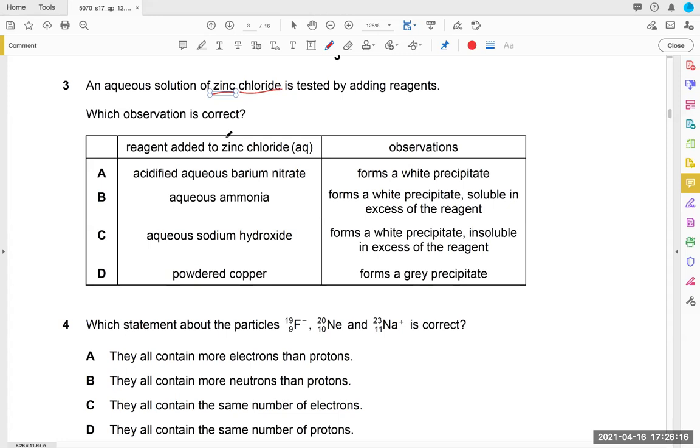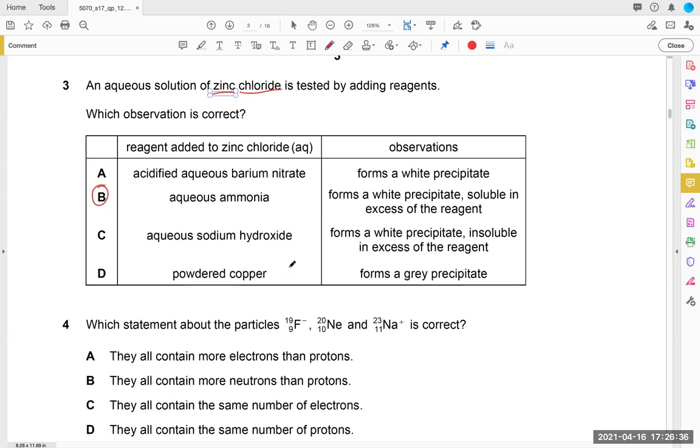So this one's wrong. Aqueous ammonia that we use to test for the cation, and we know the zinc forms a white precipitate that dissolves. So that's what's happening in B. So that's our answer. But I'll still consider the rest. Sodium hydroxide, it will form a white precipitate and zinc will dissolve again in this.